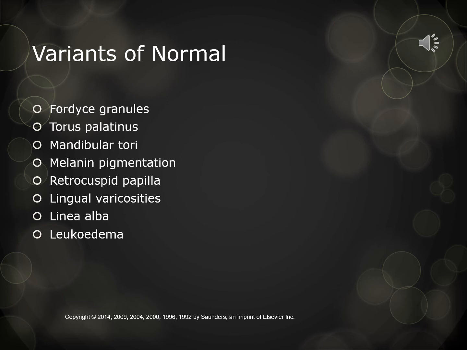Okay, let's go into variants of normal. Variants meaning that some, but not all, people have these conditions, but they are normal. An example of this is Fordyce granules, the torus palatinus, mandibular tori, melanin pigmentation, retrocuspid papilla, lingual varicosities, linea alba, and leukoedema.